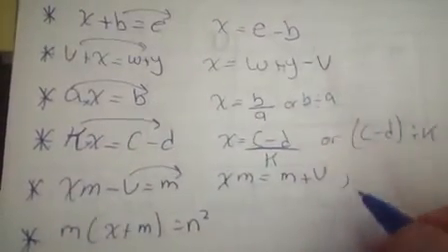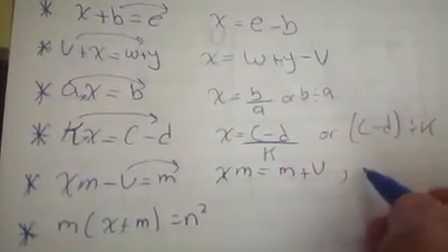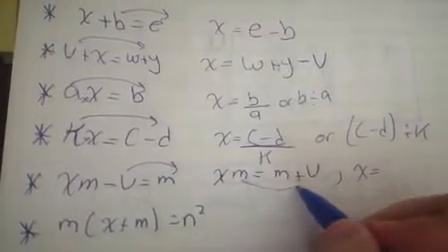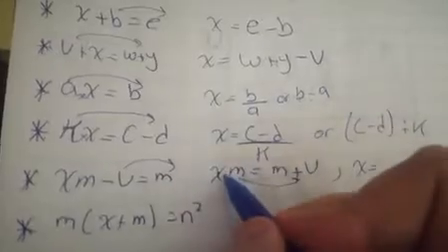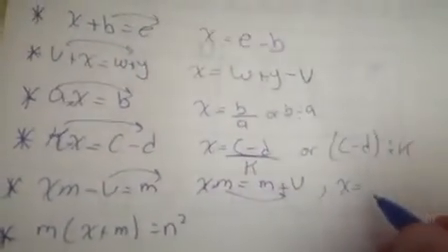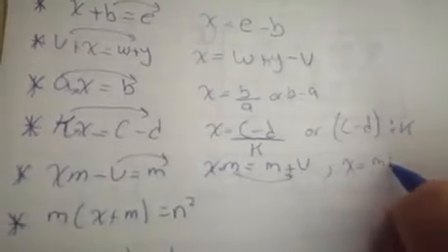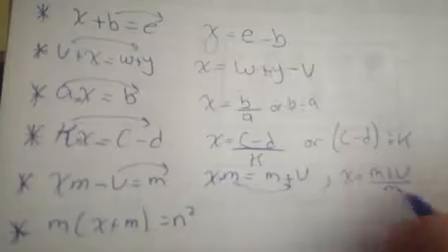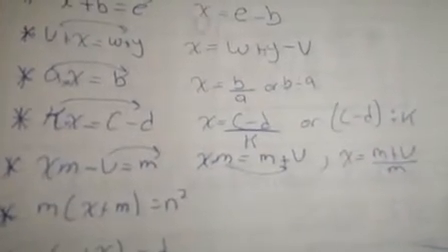Then the next step, how to make the x alone. So x equals, we need to move the m to the other side, right? It is multiply, so it's going to be the opposite of multiply, divide, exactly. So x equals m plus v as it is over m. Any problems till now?